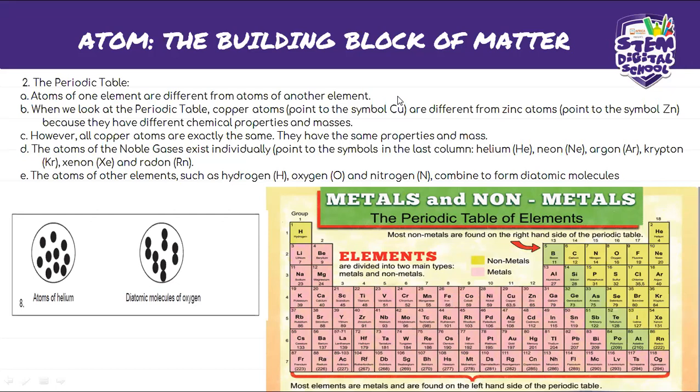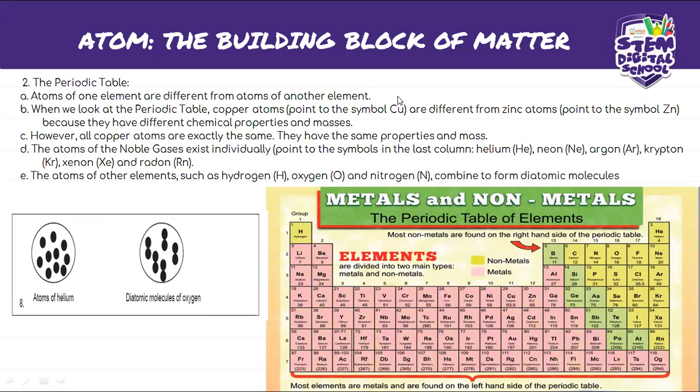I mean the inert gases or the noble gases. So let's say the atoms of the noble gases exist individually. From the periodic table, we have helium, neon, argon, krypton, xenon, and then radon. Together they are called what? Noble gases or inert gases.